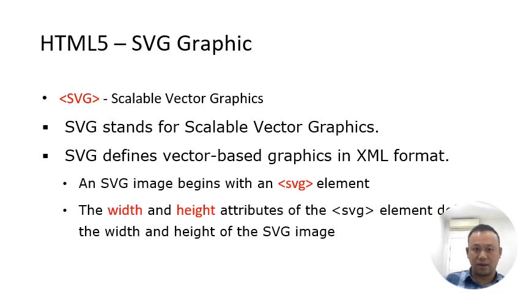Scalable Vector Graphics, or SVG graphics, is a markup language used to create vector-based graphics in HTML format. SVG graphics are scalable, making them ideal for various purposes like icons, illustrations and diagrams. The SVG element defines the start and end of the SVG document. The width and height attributes specify the dimensions of the SVG canvas.